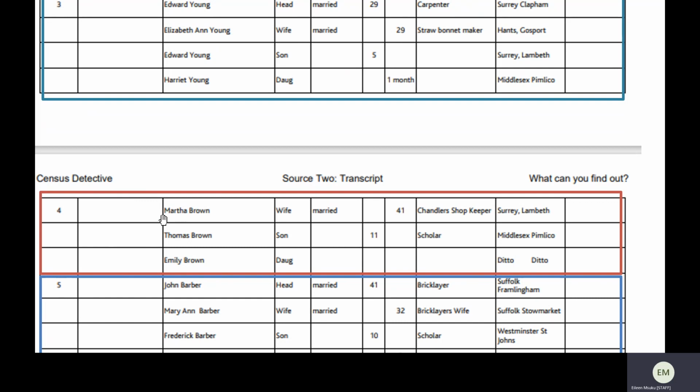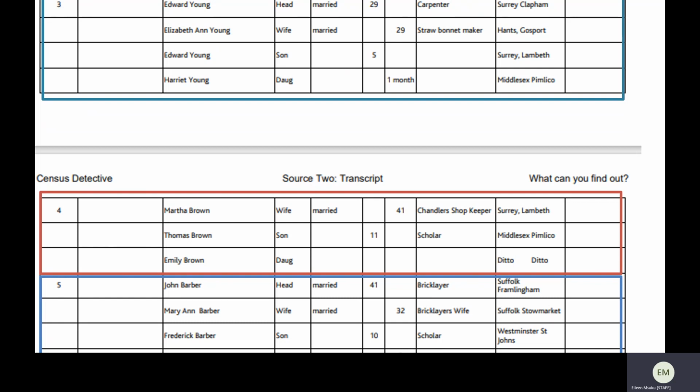We'll move down to the next family. Martha, she's married, but her husband doesn't look like he's living there. Not on that particular date, maybe he is away. And she's 41, and her job is, she's a shopkeeper for a shop that looks like it's called Chandler's. And we can see where she was born, in Lambeth in Surrey. And she's got a son and a daughter. We've got the age of the son. He was a scholar, that means he went to school, but we haven't got much information about the daughter. We don't know how old she was, and we don't know if she went to school.